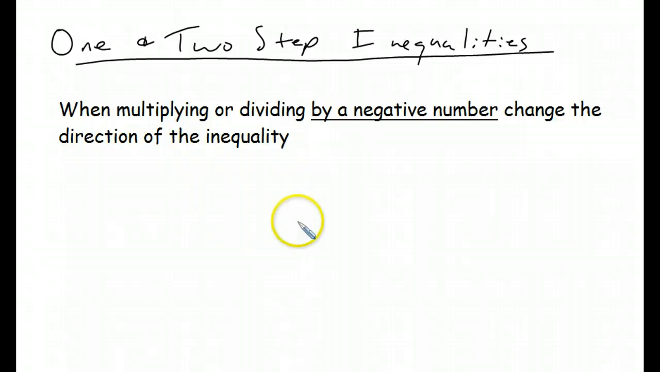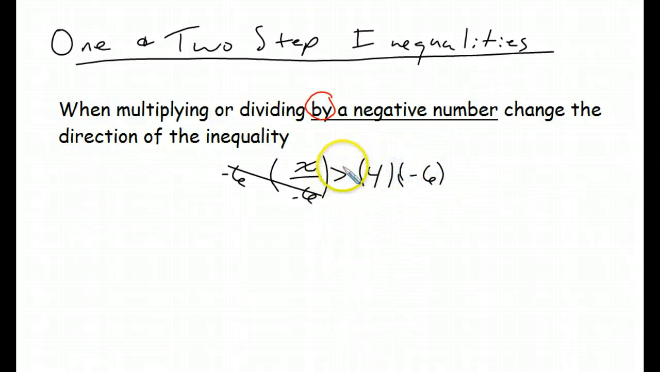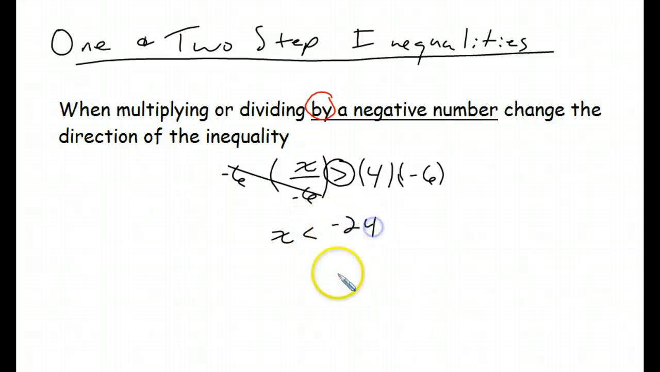When you divide or multiply by a negative number, notice the words by a negative number, you have to change the direction of the inequality. An example of this would be when we are taking x divided by -6 greater than 4. I would need to multiply both sides by -6 in order to make this be 1 x on that side. So when I multiply both sides by -6, I have to change the direction of that sign. So I go ahead and circle it just to make sure I actually do that. So that then I have x is less than -24.